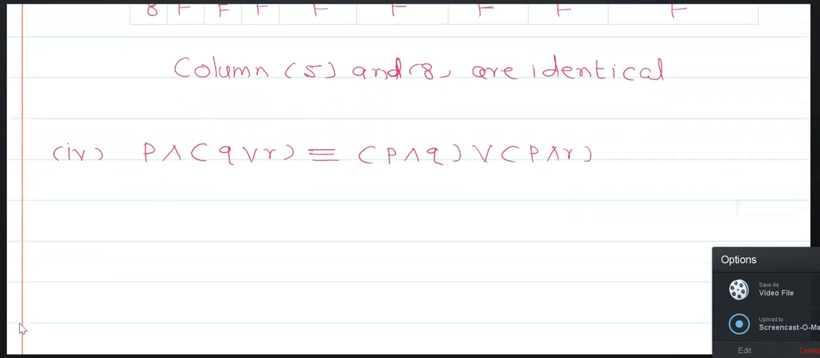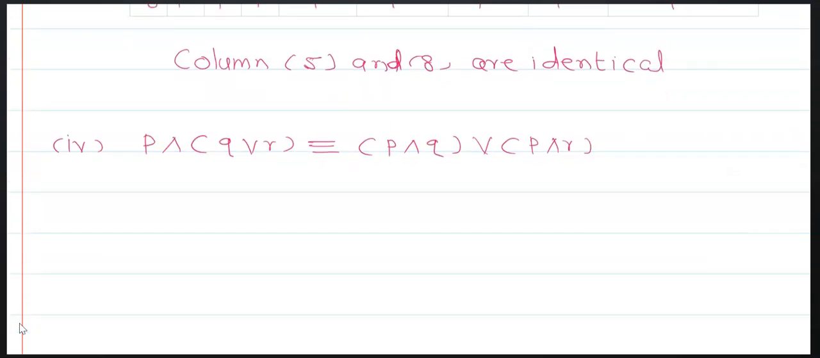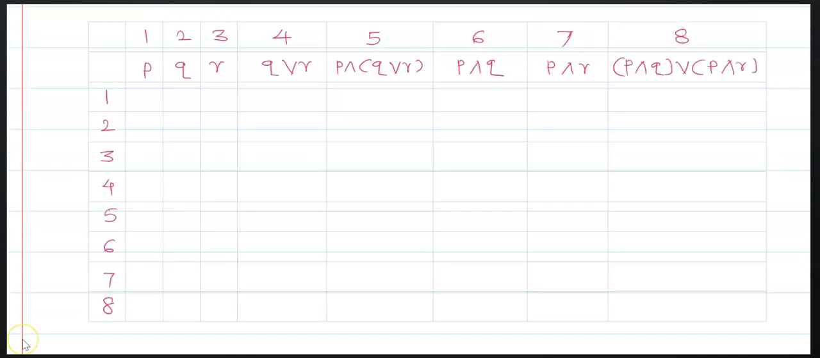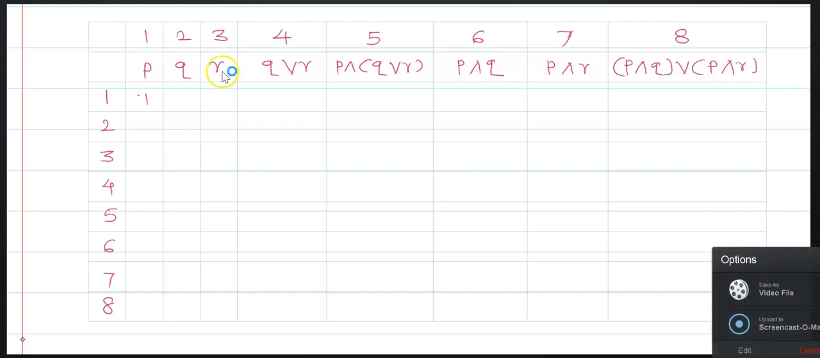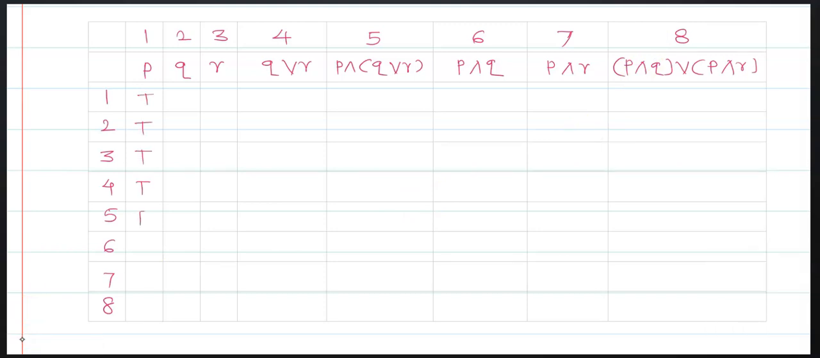Now, we will prove this. Again, in this case, first of all, we will write the table. That is very important. The first is P, Q, R. Then we will require Q or R. Then P and (Q or R). Next is P and Q, then P and R, and in between them we will find the OR. We want to show that column number 5 and column number 8 are logically equivalent.